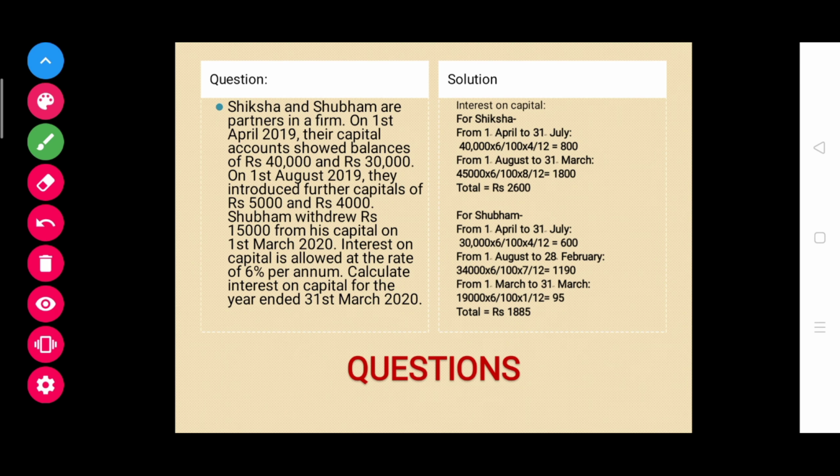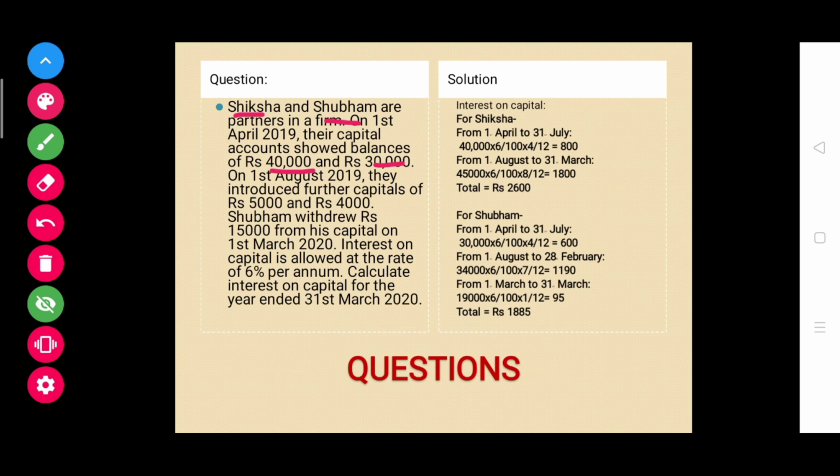So here is our first question. Shiksha and Shubham are partners in a firm. On 1st April 2019, their capitals are rupees 40,000 and rupees 20,000. So here are their capitals given on what date? 1st April 2019. And as you can see from the question, it is your opening capital. So it is already given in the question as opening capital. We do not have to apply the formula for opening capital.